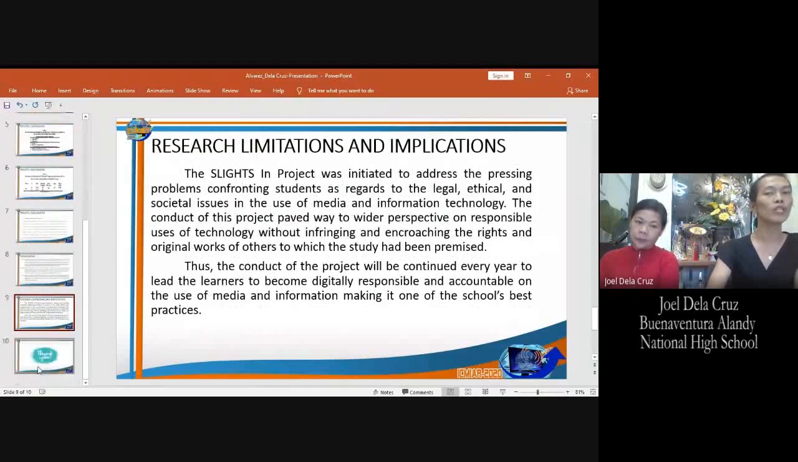And for our research limitations and implications, the Slides In project was initiated to address the present problems confronting students as regards the legal, ethical, and societal issues in the use of media and information technology. So the conduct of this project paved the way to a wider perspective on responsible use of technology without infringing and encroaching on the rights and original works of others, to which the study had been premised. Thus, the project will be continued every year to lead the learners to become digitally responsible and accountable in the use of media and information, making it one of the school's best practices.